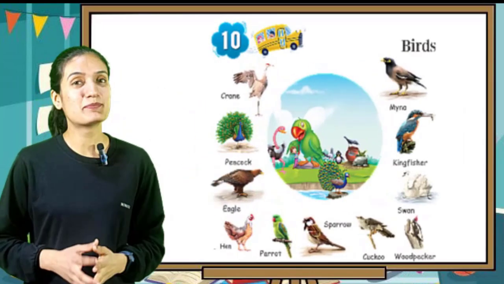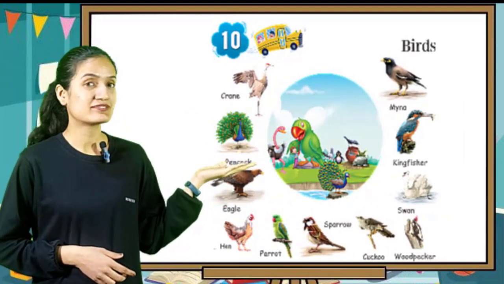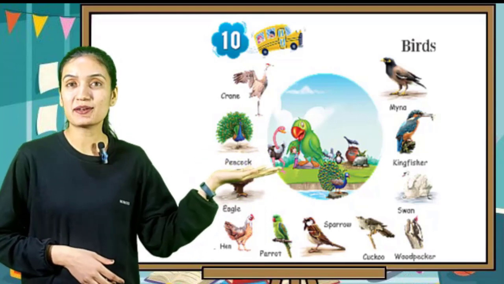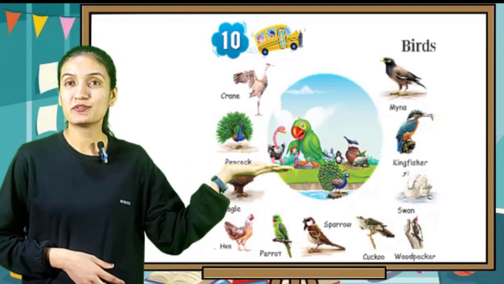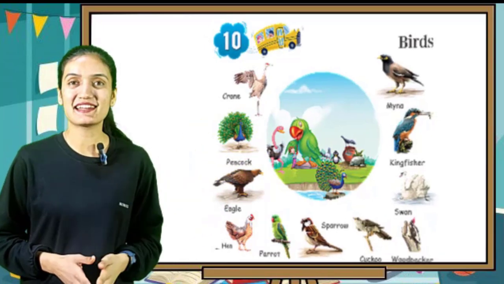Chapter number 10, birds. Kids, crane, peacock, eagle, hen, parrot, sparrow, cuckoo, woodpecker, swan, kingfisher, and mynah.